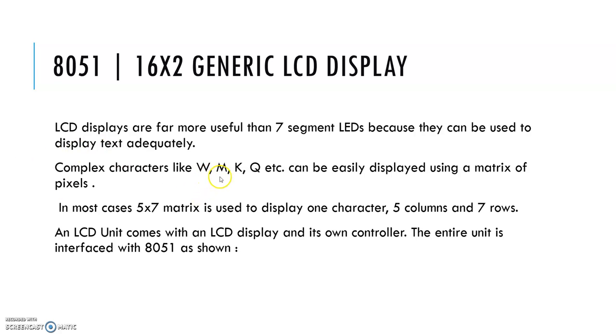Complex characters like W, M, K, Q, etc. can be easily displayed using a matrix of pixels. In most cases, a 5 into 7 matrix is used to display one character. So 5 into 7 means it has 5 columns and 7 rows. By using these 5 columns and 7 rows, we can represent the alphabets.